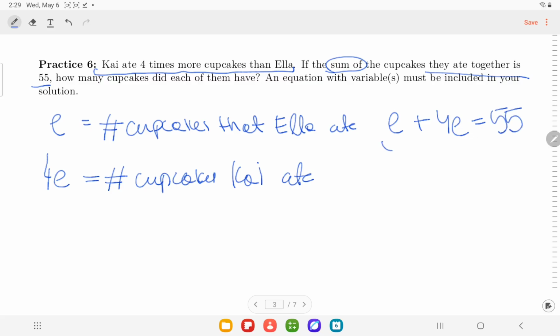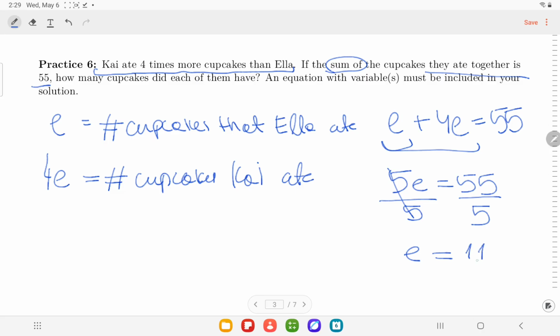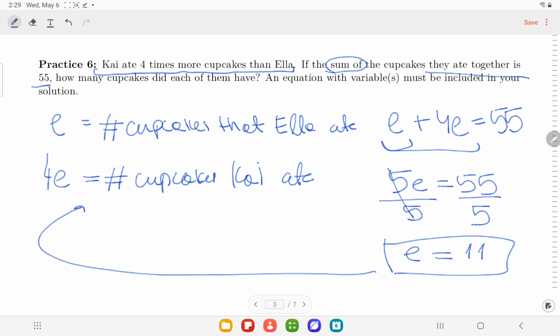And now we can solve for E. So here these two terms are like terms. So we have 5E equals 55. And so we divide each side by 5. And we get E is 11. So this is the number of cupcakes that Ella ate. And then to find the number of cupcakes that Kai ate, we're going to do 4 times 11, which gives us 44. And then if you were to add 44 and 11, we would get 55.